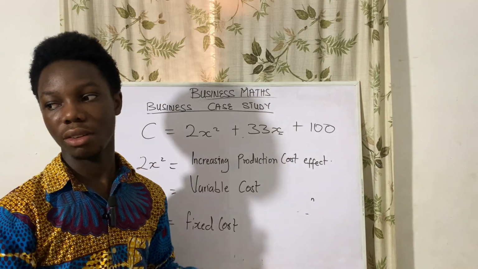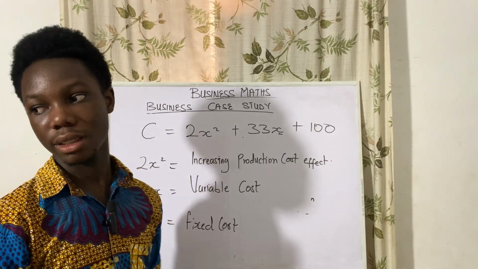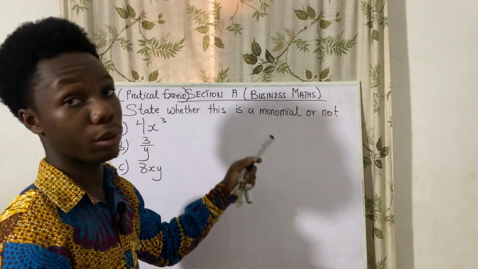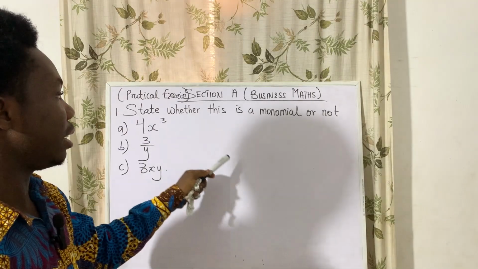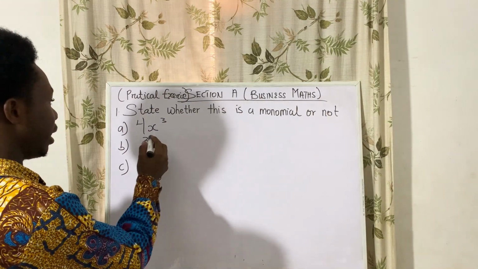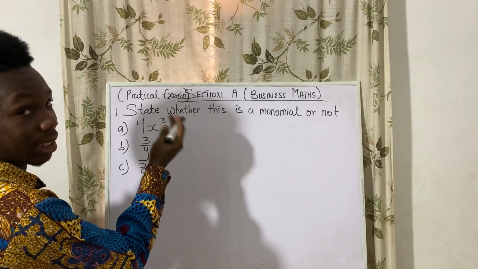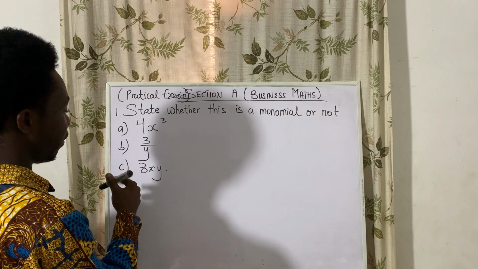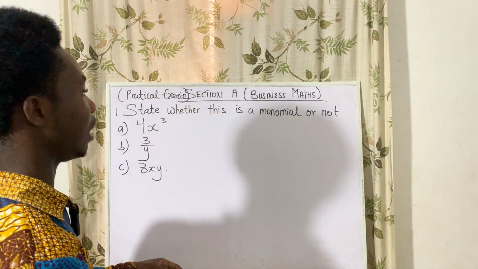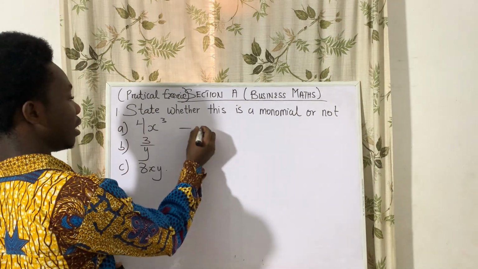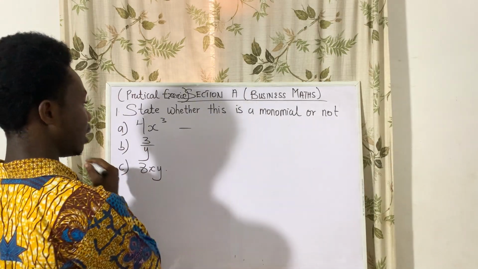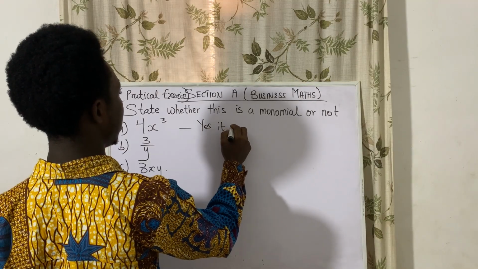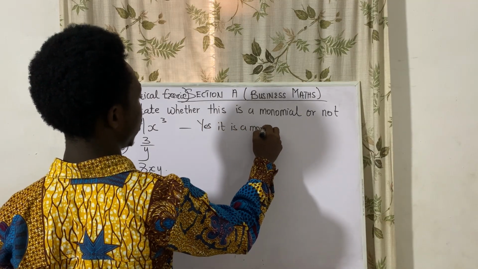Yes. Now let's look at another practical exercise, section A for business maths. So question 1 says, state whether this is a monomial or not. So we have 3x squared, sorry, 4x cubed. Then we have 3 over y. Then we have 8xy. So we have to state whether this is a monomial or not. So is this a monomial? Yes, this is a monomial.